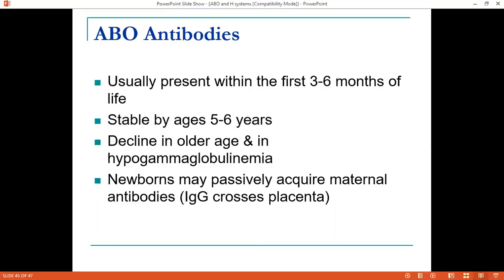Newborns may passively acquire maternal antibodies. So we will sometimes do type and screens on baby blood, and if the screen were to come up positive, it's actually not the baby's antibodies that we're finding, it's the mom's IgG antibodies that were able to cross the placenta.